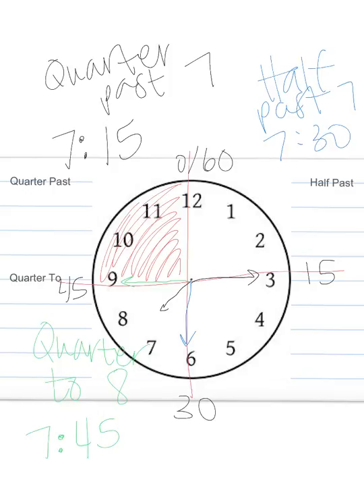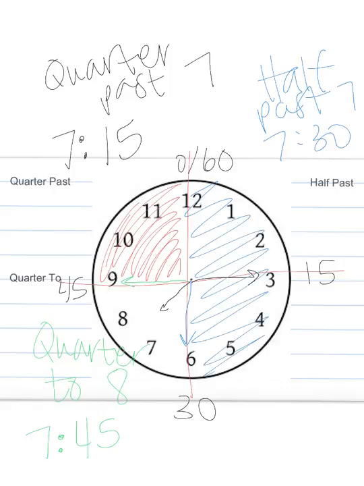Same thing with the half past. We've used this half of the clock. We're halfway through 7 o'clock, halfway to 8 o'clock. So those are just some terms that people use. Quarter past or quarter after, half past or quarter to, just to give people an idea of the time without actually saying 7:15.